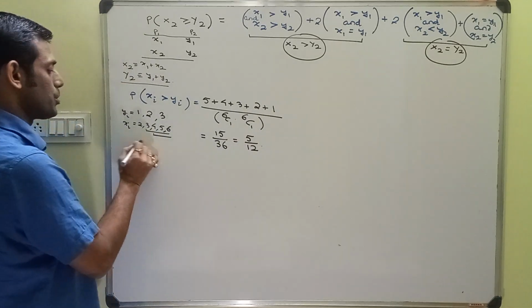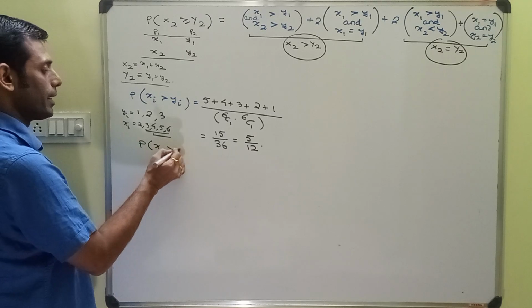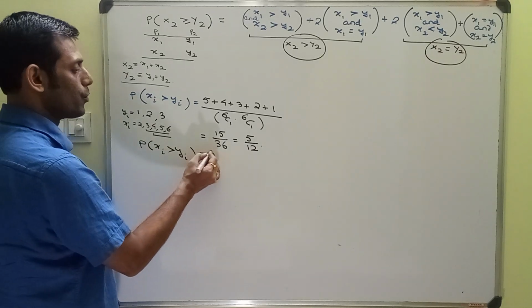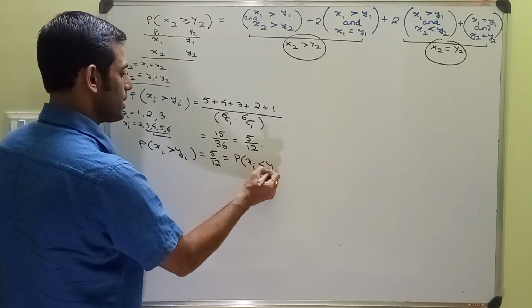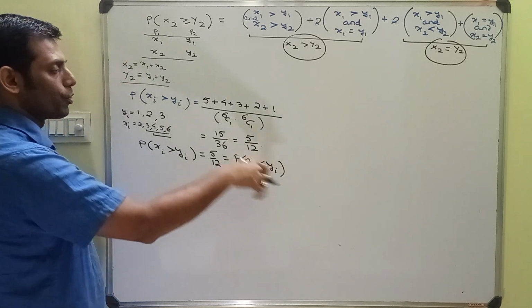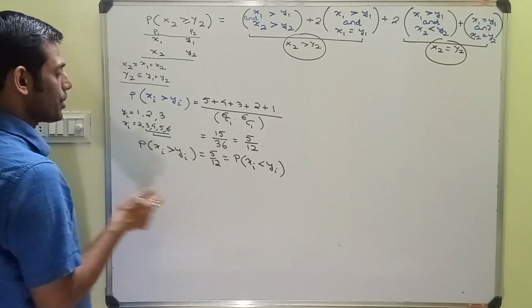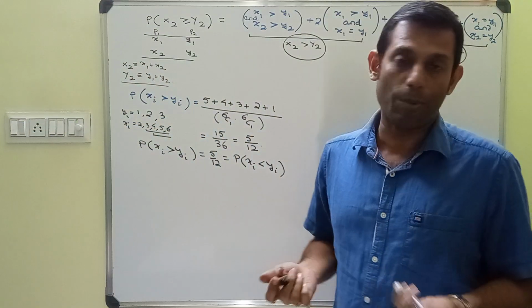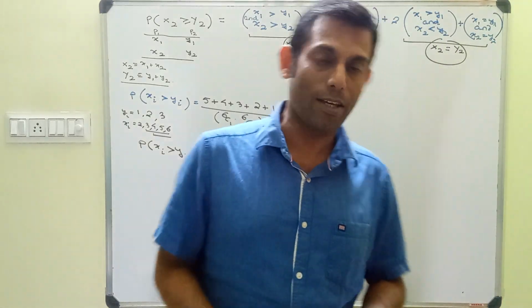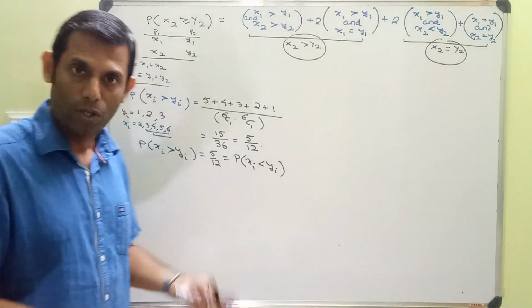5 by 12. That means P(xi > yi) = 5/12 would be equal to the probability of xi < yi. The same story would go in the reverse order. And that means for any two scores xi and yi, there are only 3 possibilities: xi greater than yi, or xi less than yi, or xi equal to yi.